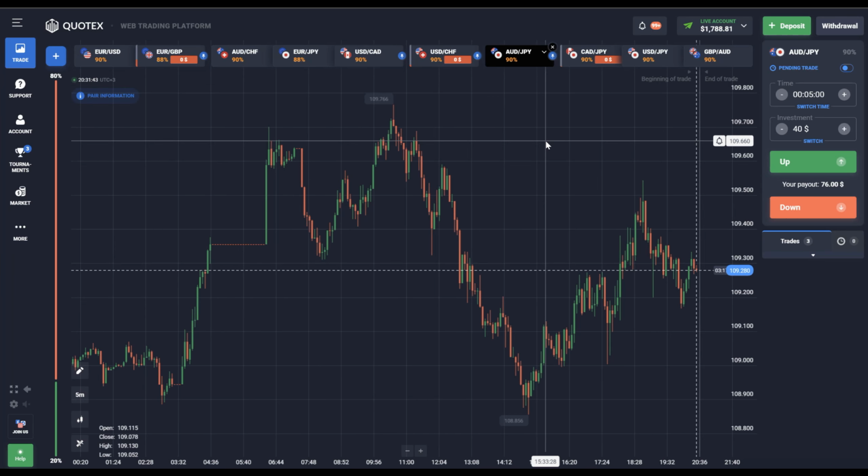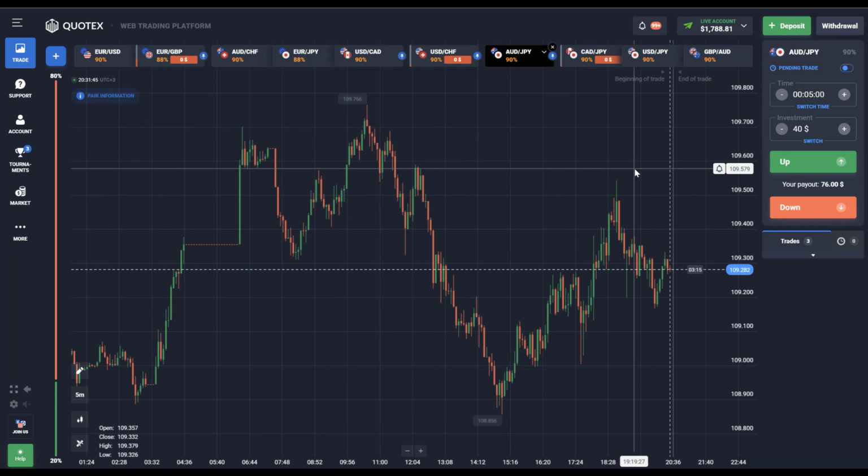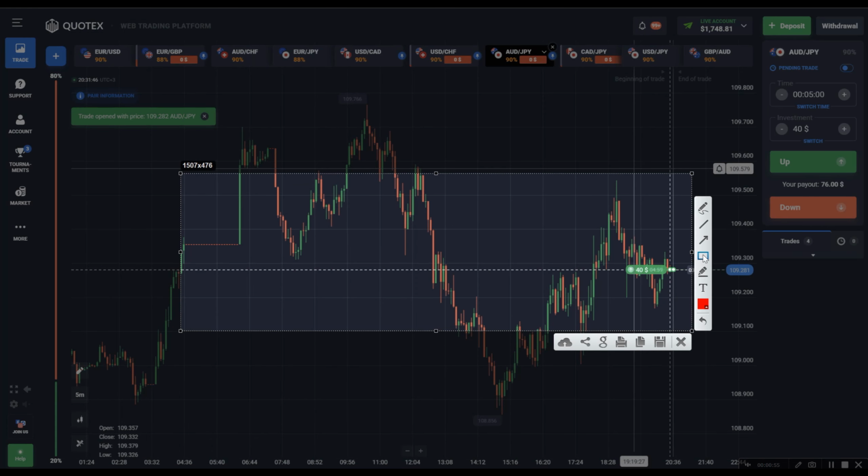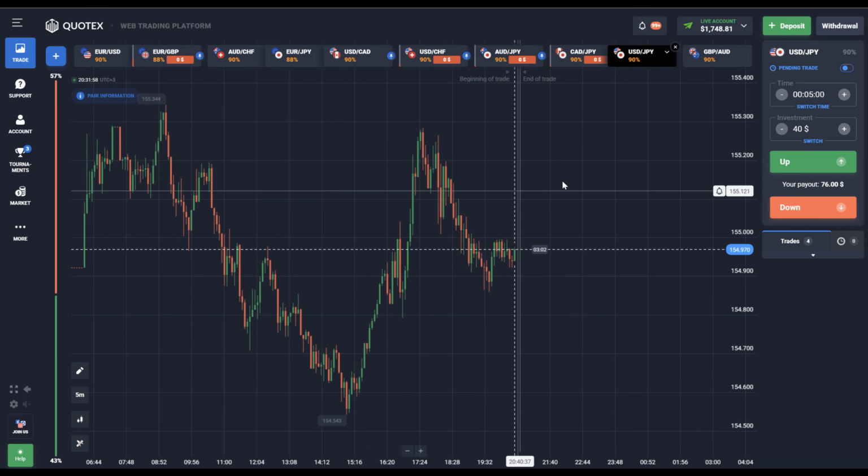And the Australian dollar Japanese yen, I'll most likely open an upward trade here too. We also have a support zone and a resistance zone. I drew it a bit crookedly, but I think you'll understand. On the chart, there are price reversals from this zone. I expect that the price will go higher.